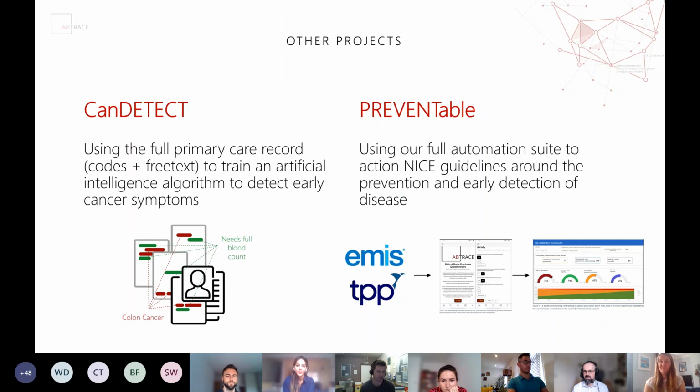I can't remember if there's another slide. These are the other projects that I talked about earlier. They're not really the remit of this talk, but if people are interested, do let us know via Nosheen. CanDetect is the project looking at free text analysis of primary care and hospital records to detect cancer earlier. And Preventable is the project looking at implementing large-scale NICE guidelines like early detection, assessment for familial breast cancer or high risk of fragility fracture assessment of large populations.